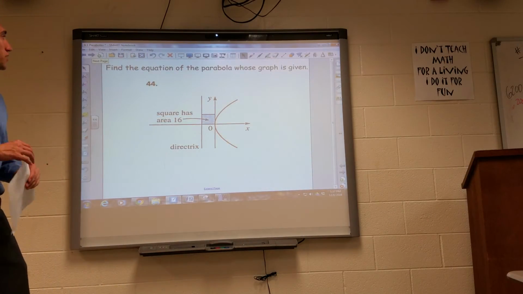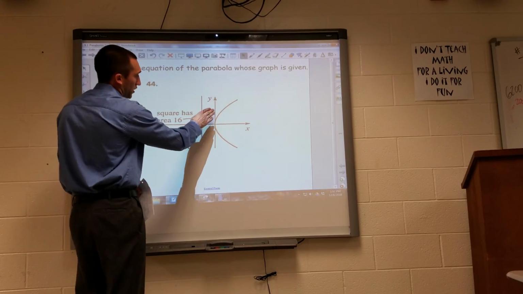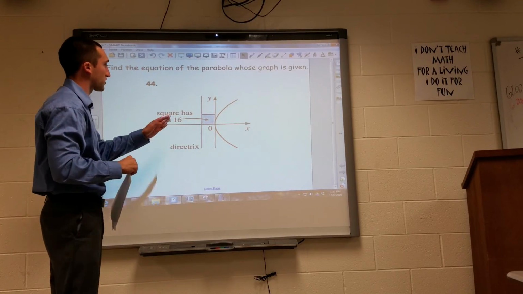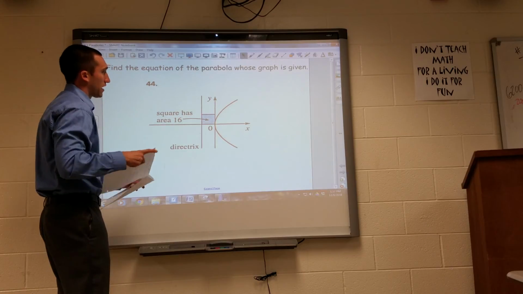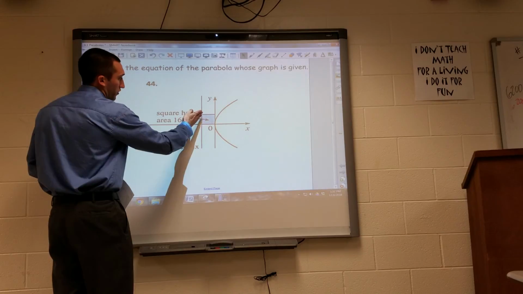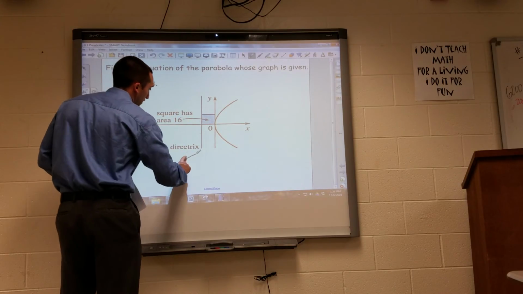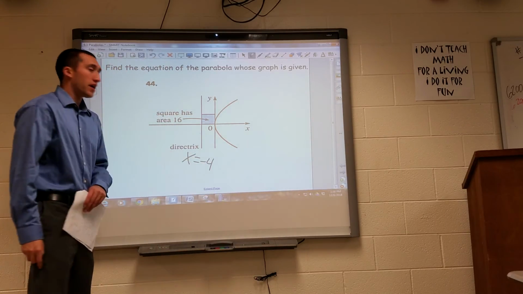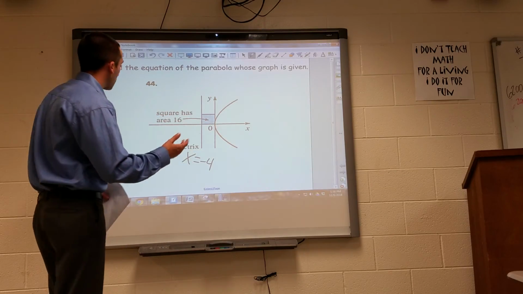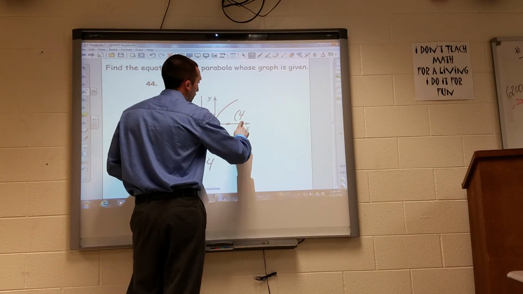Okay, next, find the equation of the parabola whose graph is given. So they're telling us that this square here has an area of 16, but if it's a square, both sides have to be equal, so what distance times what distance would give me 16? Well, that must mean my directrix is the line x equals -4. And remember, your directrix is negative p, so that must mean that my focus over here is the point 4, 0.